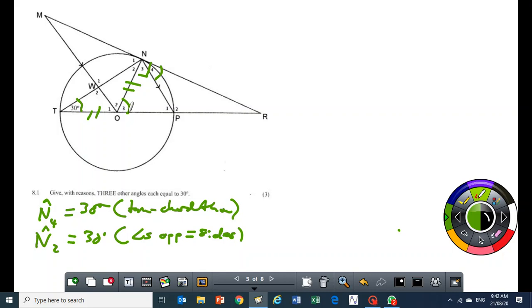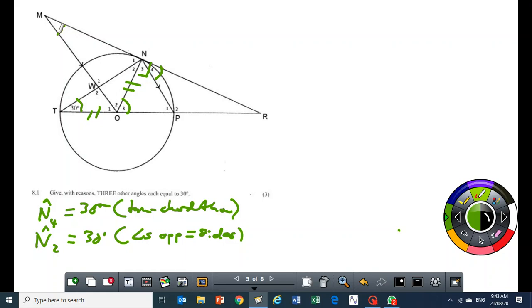You should say N4 is equal to the other angle N, because of corresponding angles. This one here is equal to that one there. Did you see my solution?